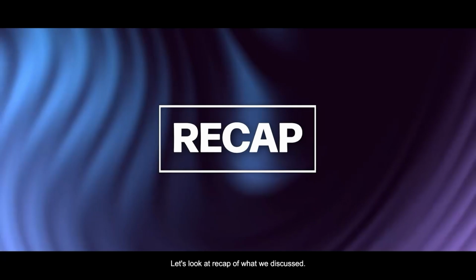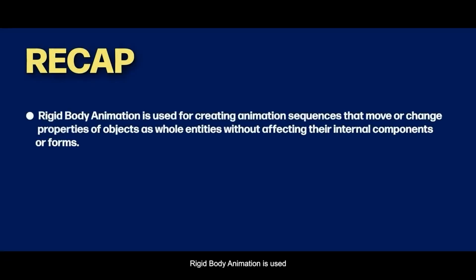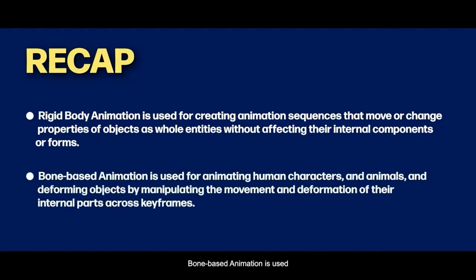Let's look at a recap of what we discussed. Rigid body animation is used for creating animation sequences that move or change properties of objects as whole entities without affecting their internal components or forms. Bone-based animation is used for animating human characters and animals and deforming objects by manipulating the movement and deformation of their internal parts across keyframes.